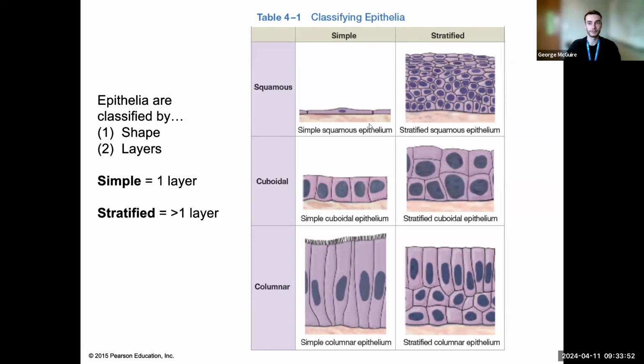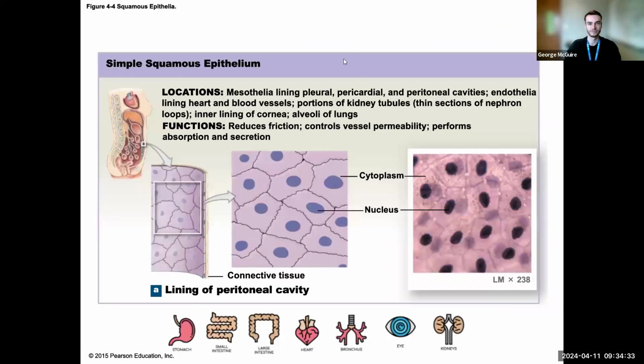So we can have simple squamous epithelium, simple because there's one layer, squamous referring to this flat, scale-like shape. Or we could have stratified squamous epithelium, stratified referring to multiple layers, but we're still looking at squamous cells, flat scale-shaped cells. And that same idea applies for all of our different shapes. They could be simple or stratified. So shape and layers, and naming them would refer to the layers first. We do have a couple other types of epithelia that don't follow this same classification because they don't really align with either category. And we'll take a look at that later, or when they come up, I suppose.